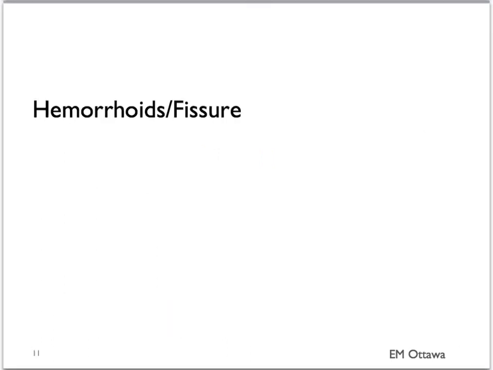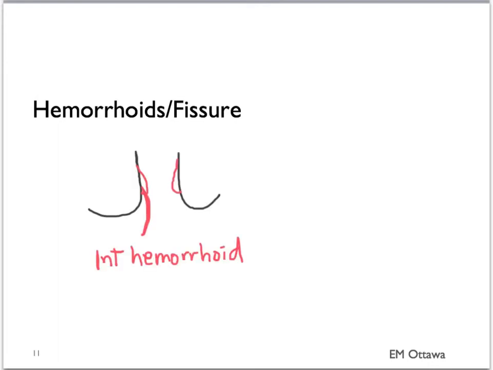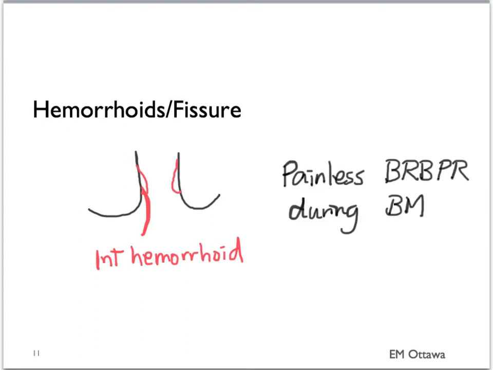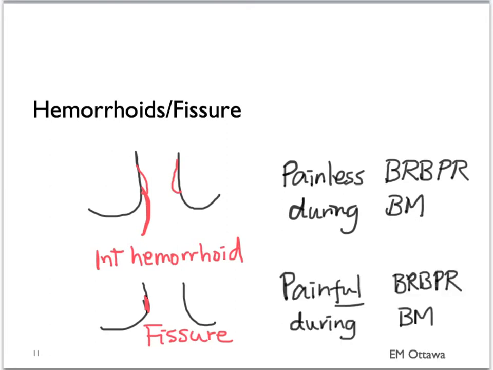Last causes for lower GI bleed are hemorrhoids and fissures. Internal hemorrhoids and external hemorrhoids tend to form with constipation and straining during bowel movements. Internal hemorrhoids can bleed. Patients can present with painless bright red blood per rectum during bowel movement. The blood can be in the toilet bowl or when wiping. Fissures occur as a tear in the mucosa. Patients will present with bright red blood per rectum during bowel movement. The difference between that and hemorrhoids is that fissures are very painful.